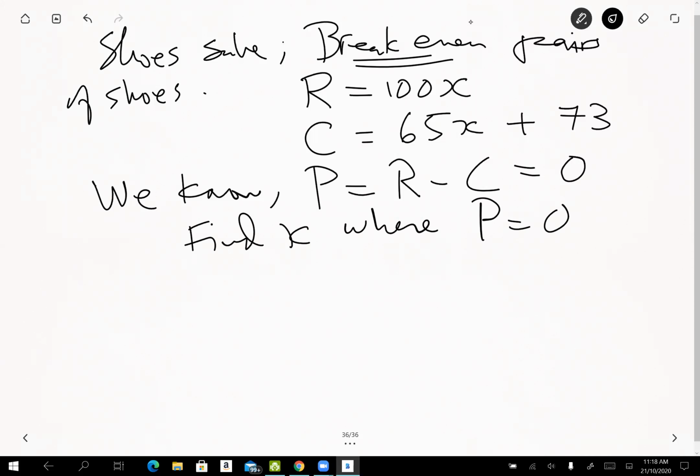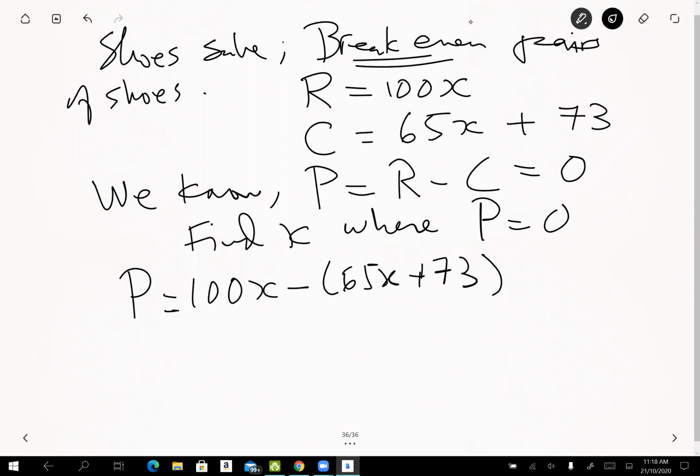So we write the profit function. Therefore, the profit function will be equal to revenue minus cost. Revenue is 100x minus the cost, which is, I think we have to write down the negative sign clearly, minus (65x plus 73). Okay, now finish it up. So that is the profit.